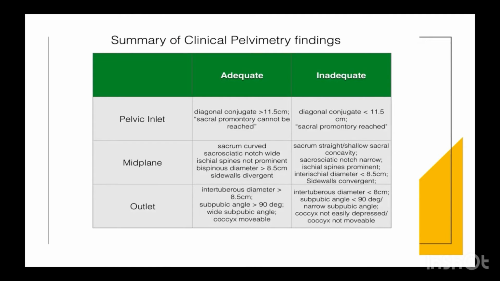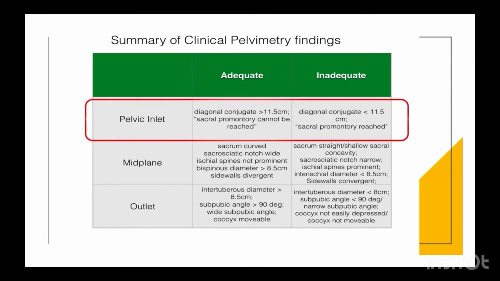Clinical pelvimetry findings for the pelvic inlet can be summarized as follows. If the pelvic inlet is adequate, we can report it as diagonal conjugate more than 11.5 centimeters, or sacral promontory cannot be reached. Now, if the pelvic inlet is inadequate, then we can report that as diagonal conjugate less than 11.5 centimeters, or sacral promontory reached.